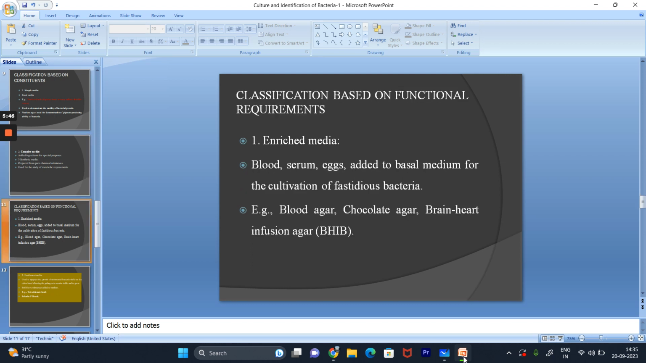Third is the classification based on their functional requirements. So first one, we have the enriched media. Enriched media have added nutritional requirements such as blood, serum, eggs. They are added to the basal medium in order to cultivate fastidious bacteria. Examples of such media are blood agar, chocolate agar, and brain heart infusion agar.